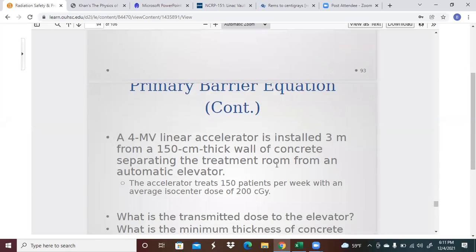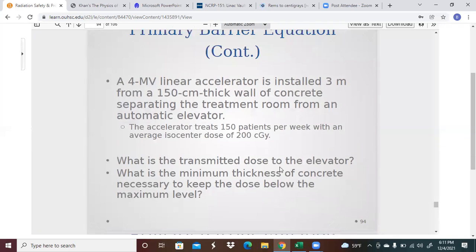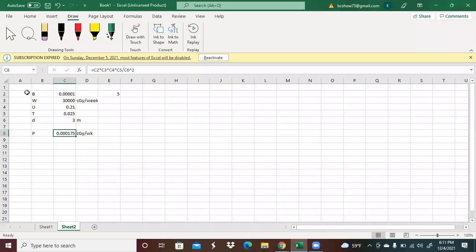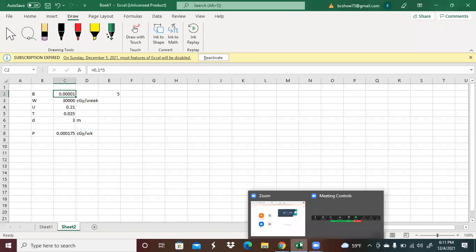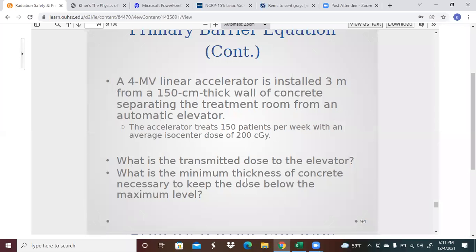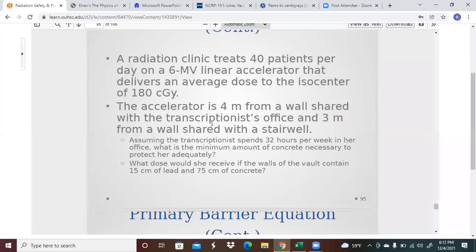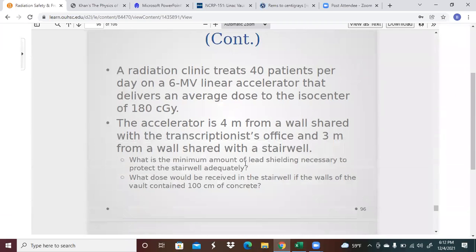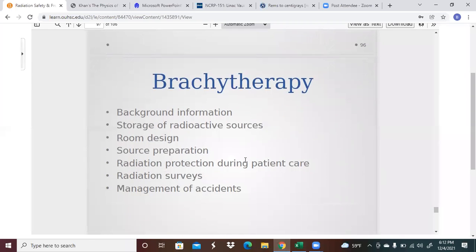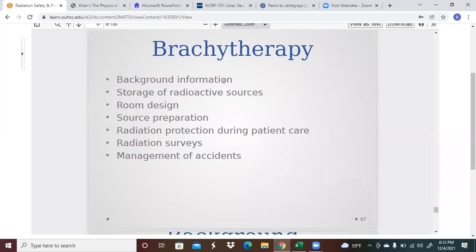So let's go back here. What is the minimum thickness of concrete necessary to keep the dose below the maximum level? Well, basically what you would end up with here is toying with this particular number to figure out exactly how many 10th value layers you would need in order for this to hit 0.01. I'm not really that interested in you guys completing that particular exercise, but that's what it would be. We've had other problems here, but I'm going to go through what we'll have in Khan to discuss those problems. We'll do that here in just a bit.